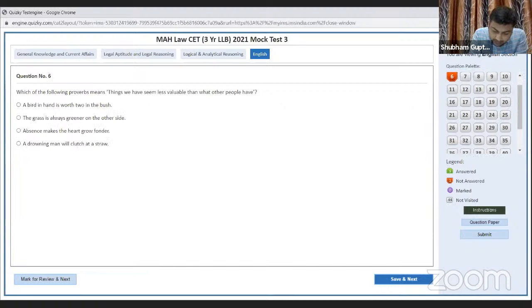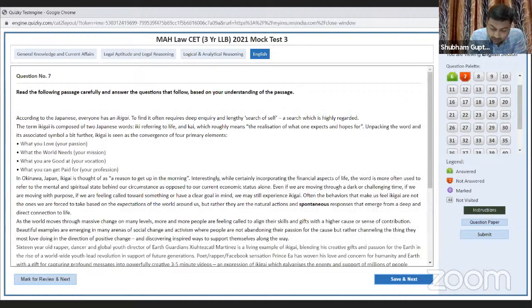Things we have seen, the things we have, whatever we have seems less valuable than what other people have, right? It is very famously said in Hindi, दूसरों की थाली में ज़्यादा घी दिखता है. So let's see what the English expression would be. A bird in hand is worth two in the bush? No, the grass is always, this should be the answer. Grass is always greener on the other side.